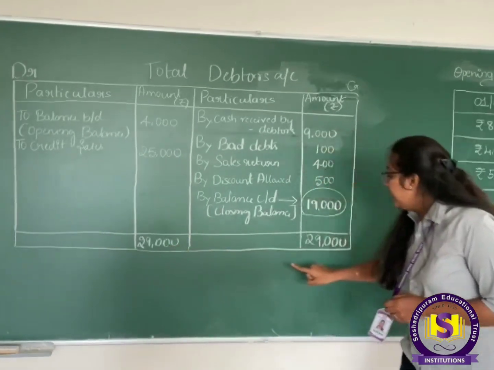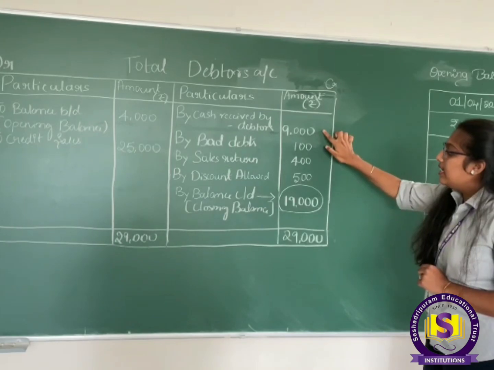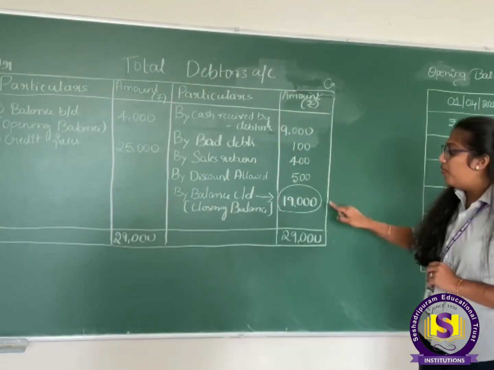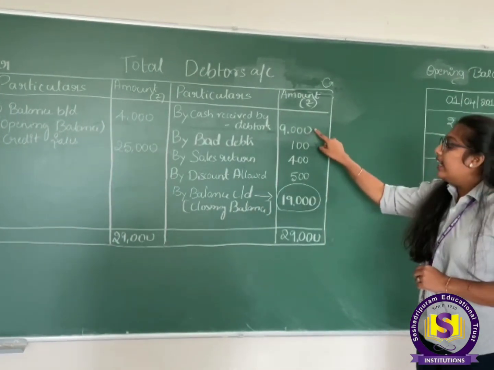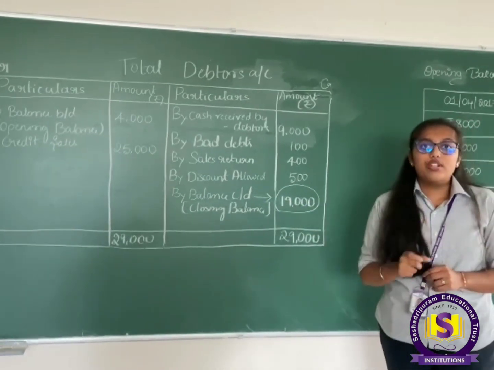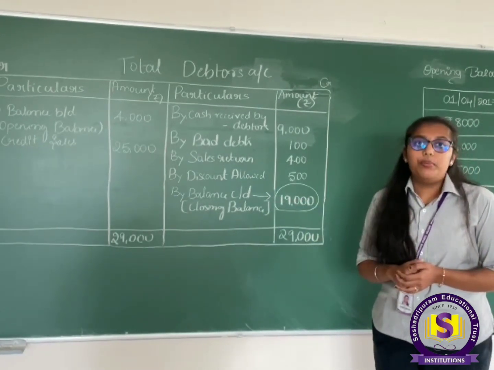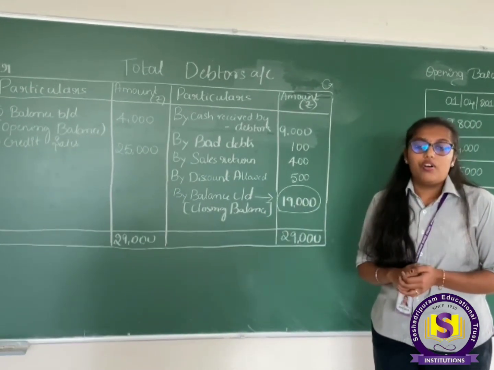So we have to write rupees 29,000 on both sides, and we have to subtract all these amounts from 29,000. When we deduct all these amounts, we get a balancing figure. That is, the closing balance of the debtors is rupees 19,000, which we have to put in the credit side of the branch account.